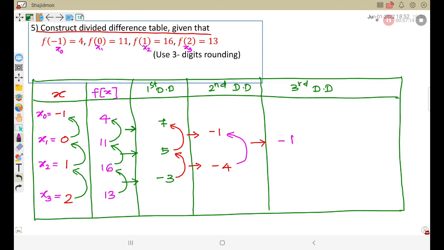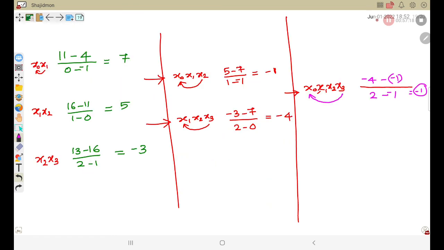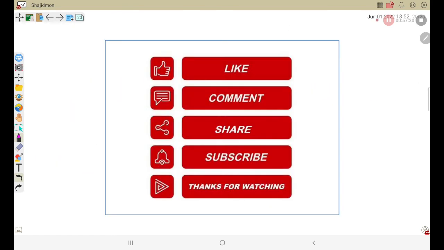I hope you understood this section: how we can calculate the divided difference table from the data, and from the divided difference table how we can calculate the polynomial p2x or p1x or p3x, whatever it is. After that, how to find the approximate value of the function, f of 3 or f of 3.5, whatever it is. So this is the idea in the divided difference polynomial.